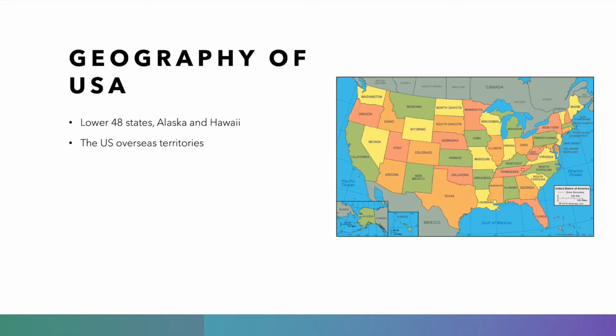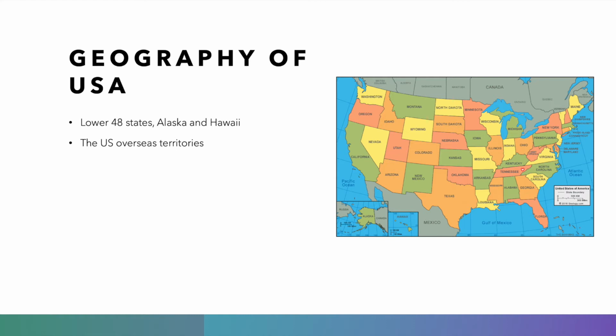Next one, we are going to talk about the geography of USA since we are talking about travel in the US. As you can see from the map here, we have lower 48 states, and including Alaska and Hawaii. Totally, there are 50 states in the US, as you may know. And there are several US overseas territory, including North Marianas, where the island of Guam is at, as well as Puerto Rico and US Virgin Island.